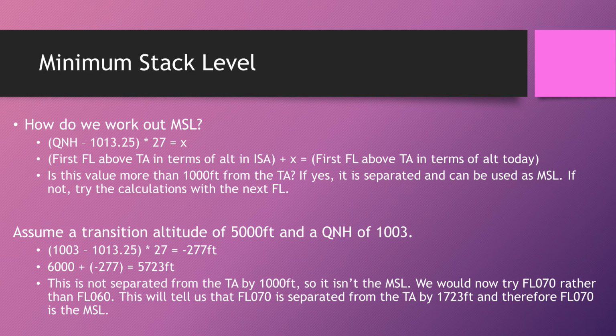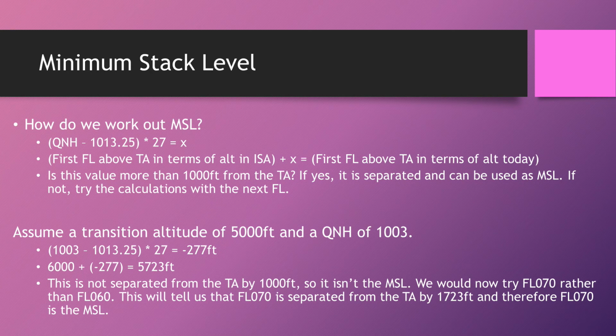So let's have a look at an example, because that's the best way to explain it. Let's assume we have a transition altitude of 5,000 feet and a QNH of 1003. So we put 1003 into the formula, minus standard pressure, and times that by 27. Make sure you're careful with the minus signs. When you round that, it gives you minus 277 feet. So with the next formula, we take the first flight level above the transition altitude in terms of altitude in ISA conditions. The first flight level above the transition altitude is flight level 60. We said that in ISA conditions, flight level 60 is equal to altitude 6,000 feet. So all we do is put 6,000 feet in the formula.